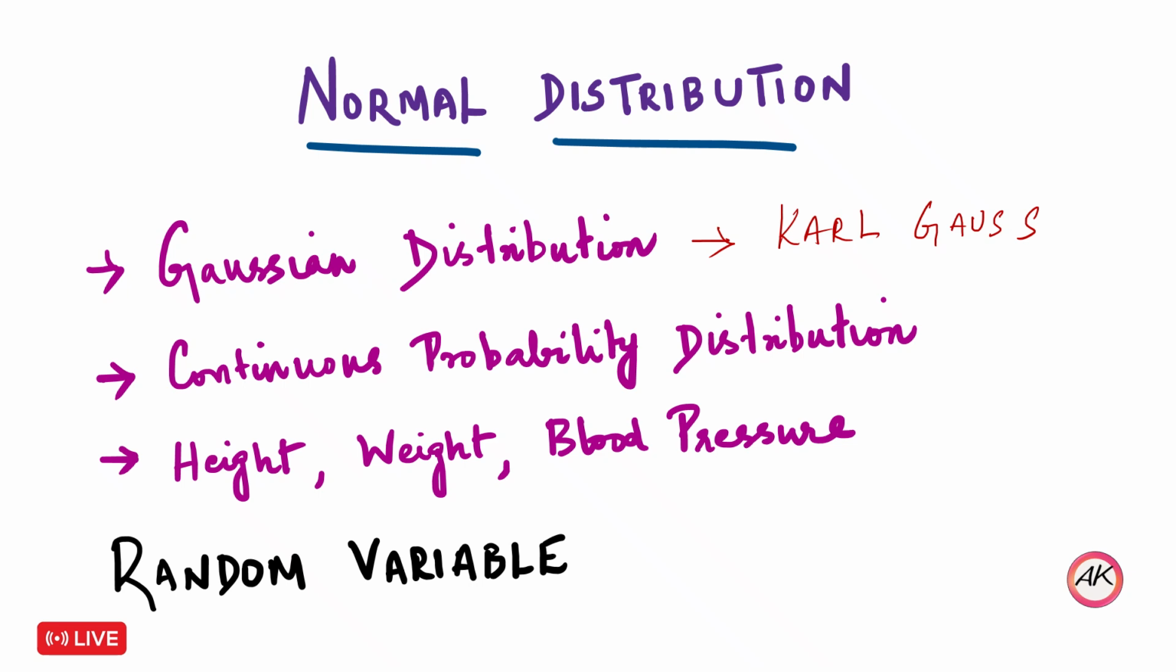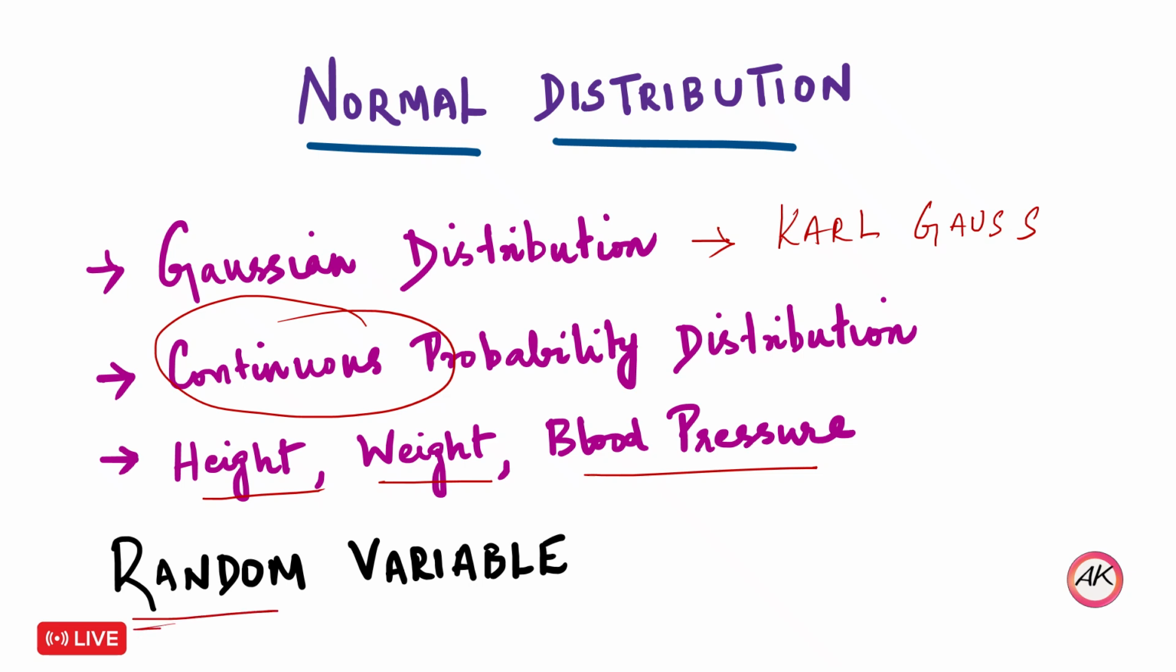It best describes the distributions of biological variations like height, weight, blood pressure, etc. And it is a type of continuous probability distribution. Now to understand what this continuous probability distribution is, you must know about the concept of random variable. So let's discuss briefly what a random variable is.